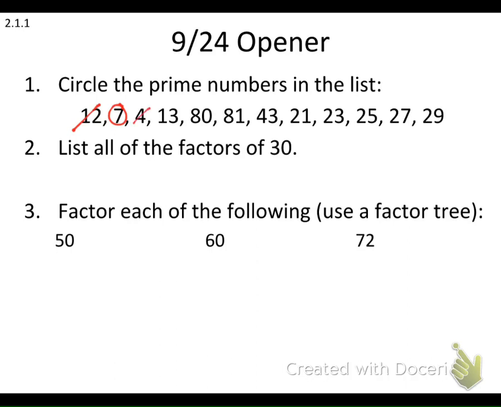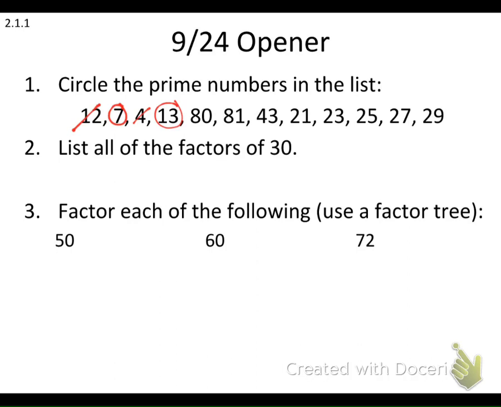So 4 is going to be a composite number. So then you go to 13. What factors can you multiply together to get 13? 1 and any other ones? So does it have more than 2 factors? No. So 13 is going to be a prime number, so we're going to circle it.